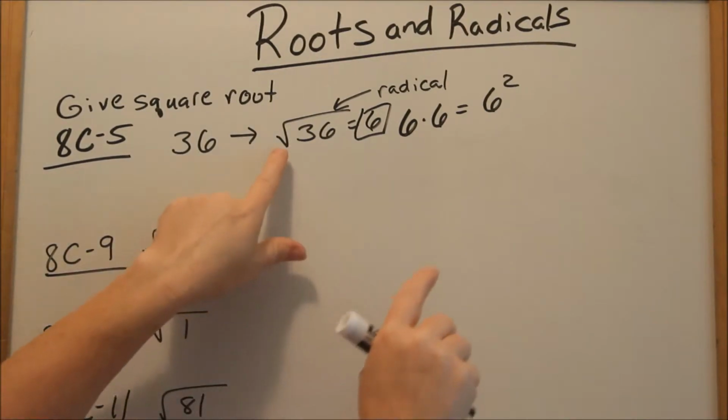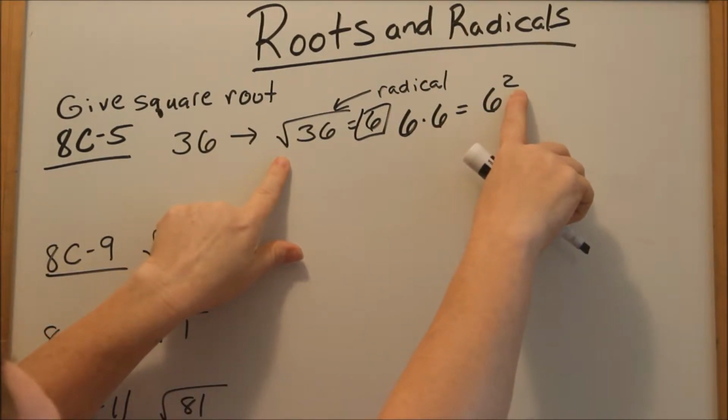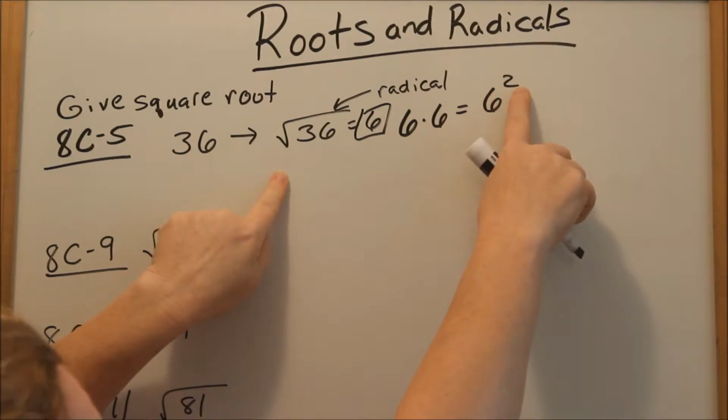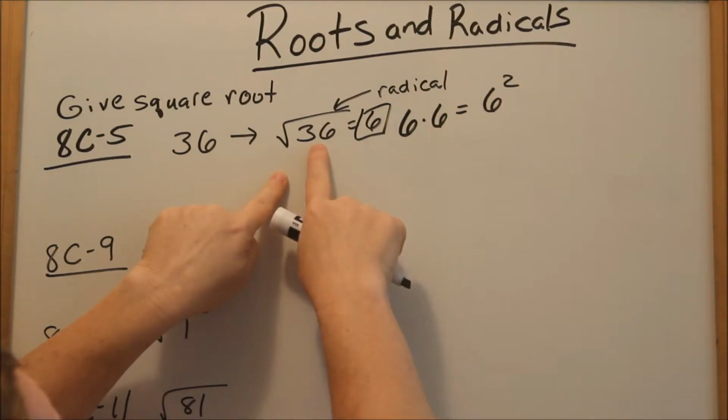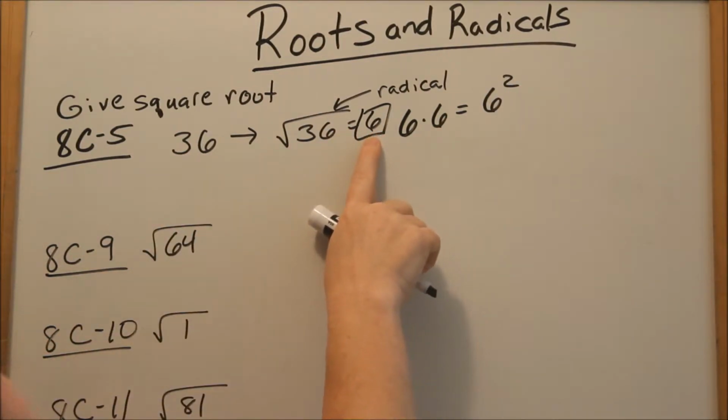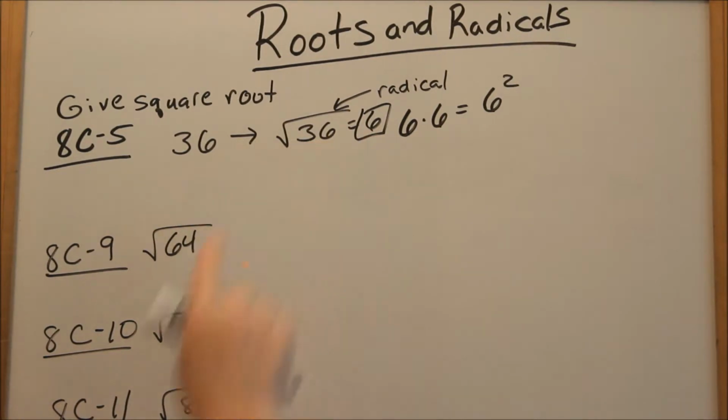Okay, the main thing I want you to know is that square root and squaring are the opposite. 6 squared is 36. The square root of 36 is 6, meaning 6 times itself, or 6 times 6, gives you 36. Look at 8C9.